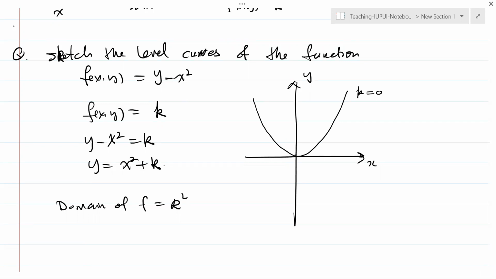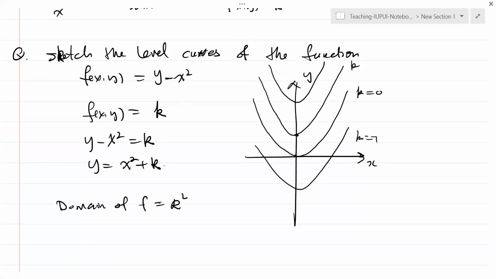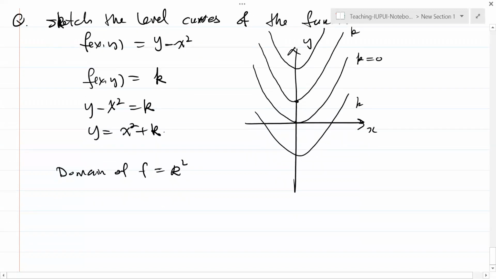When k equals 1, you just shift the parabola upward by 1 unit. Then k equals 2, and you can move down too, k equals -1. So you get a bunch of curves for different values of k. That is called the level curves of the function.